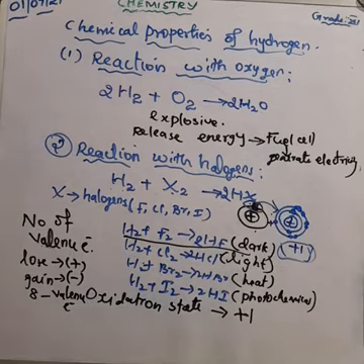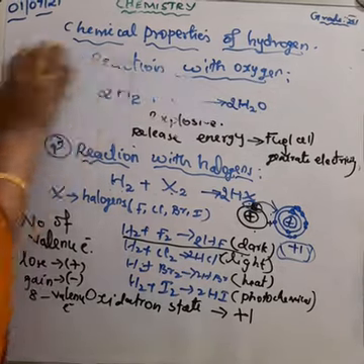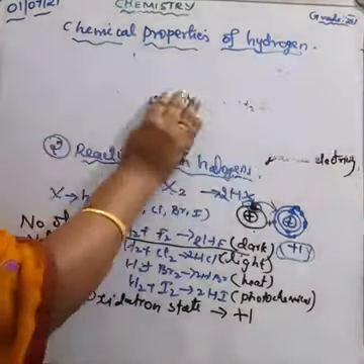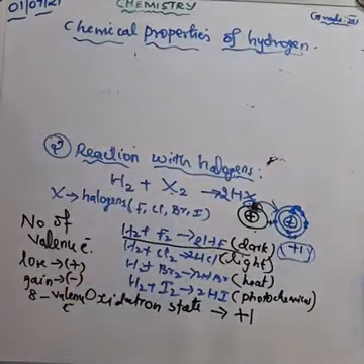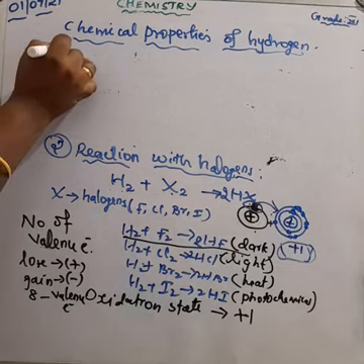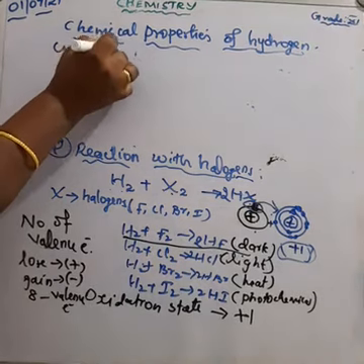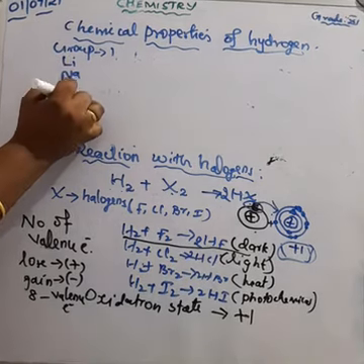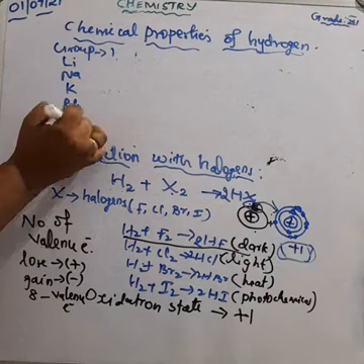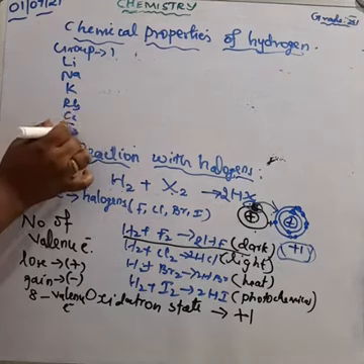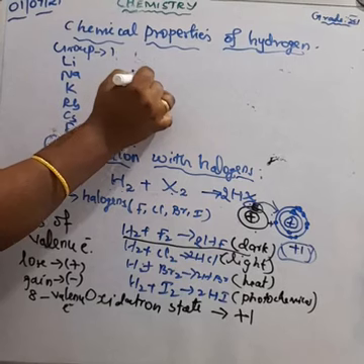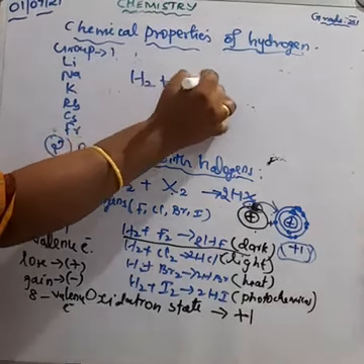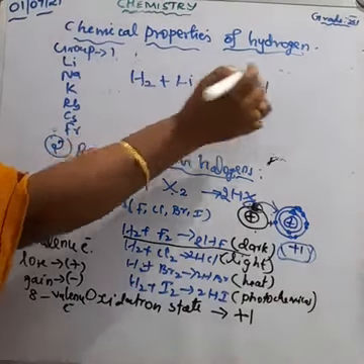Then hydrogen's reaction with alkali metals. What do you mean by alkali metals? First group elements are called alkali metals. Already we know lithium, sodium, potassium, rubidium, cesium, francium. These are called the alkali metals. So here, hydrogen combines with lithium to form lithium hydride, the hydrides of lithium.